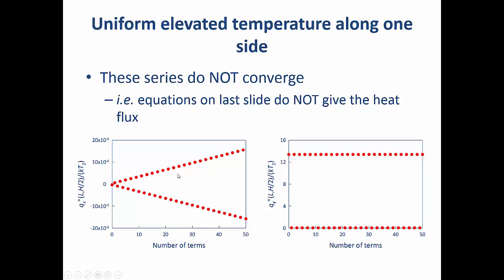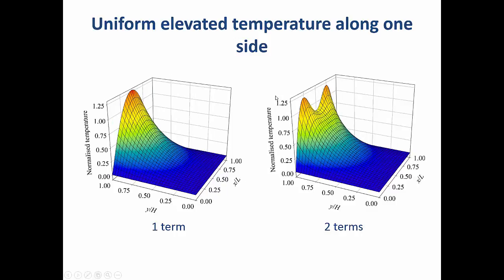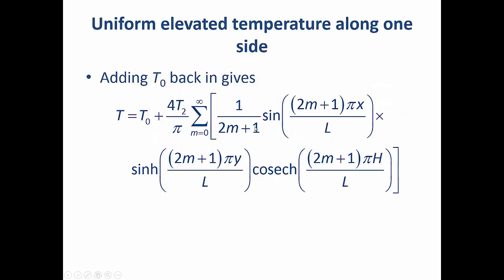If you look at the Qx case, so nominally the flux in the x direction, you can see it alternates, becoming more positive and then more negative and ever larger, whereas the Qy case just oscillates between two values. Essentially this is because when you differentiate these terms, in this particular case, there is no longer any division by 2m plus 1. If we go back to the temperature terms, you'll see we've got 1 over 2m plus 1.